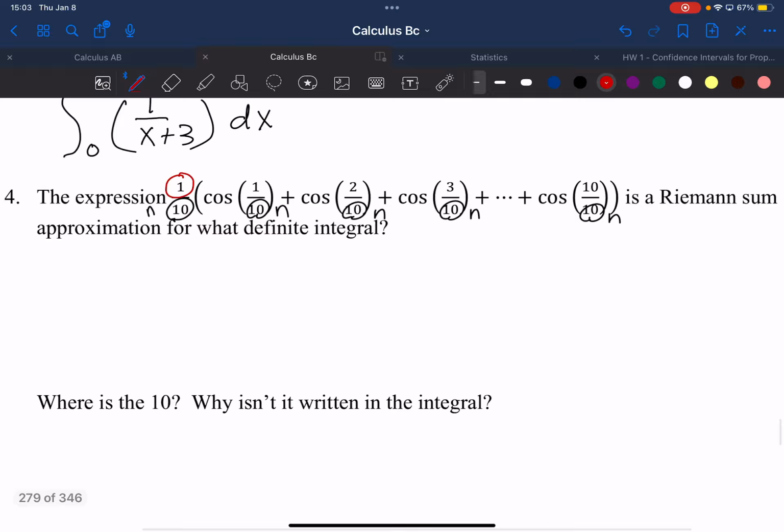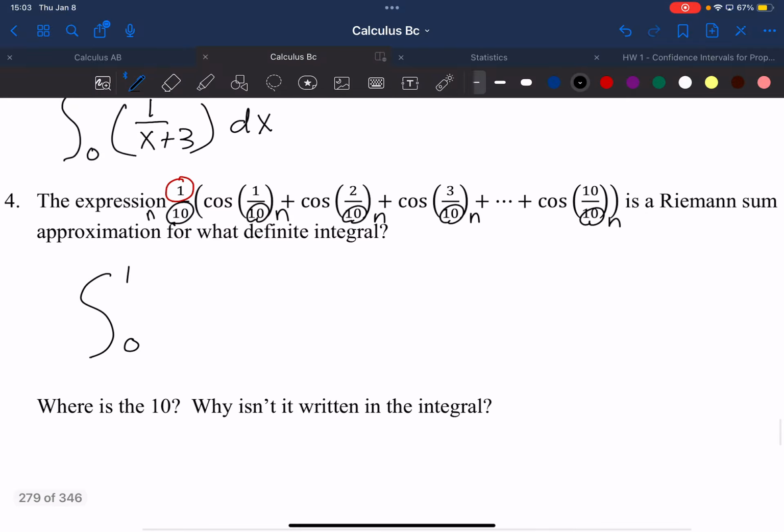So if we want to write this with only a distance of 1, would we do 1 to 2 or 0 to 1? 0 to 1. 1 to 2 would be outside of that range of 1/10 to 10 over 10. So this is the integral from 0 to 1. And then remember, every portion that's changing we can call x. So the function is what? Cosine of x. And we always end it with dx. So that is us taking that Riemann sum and converting it into an integral.